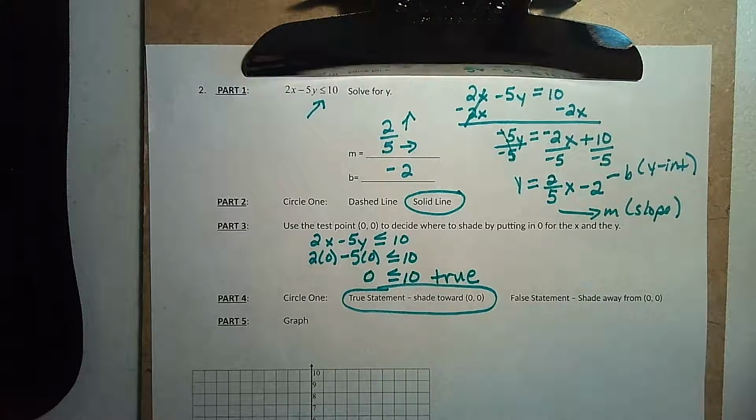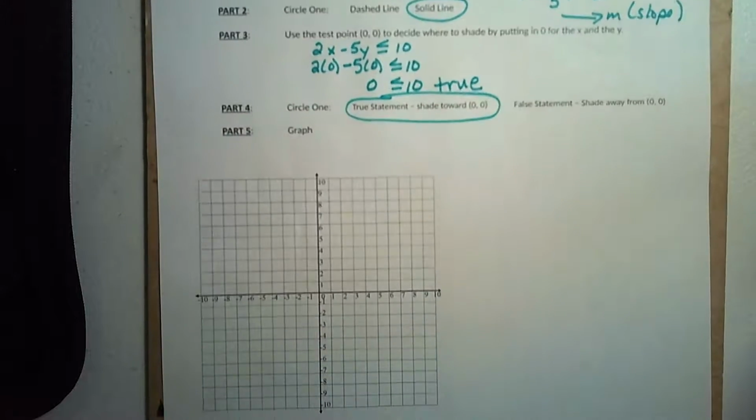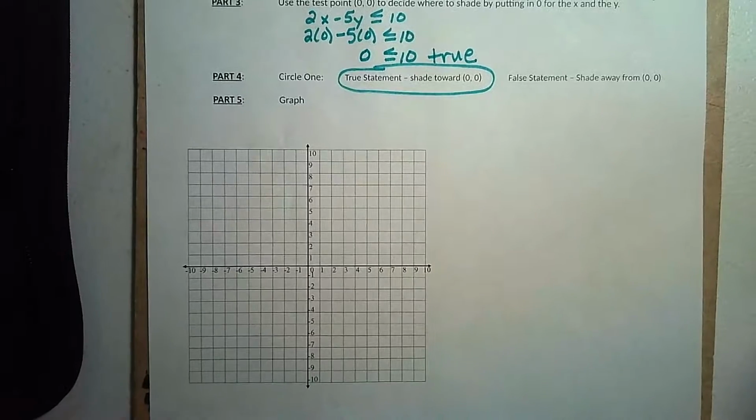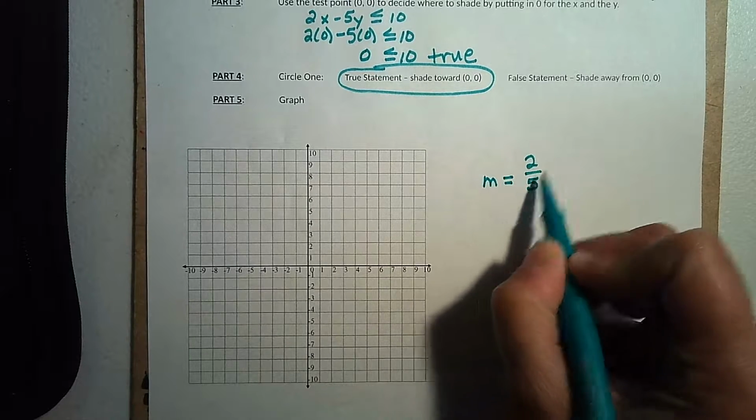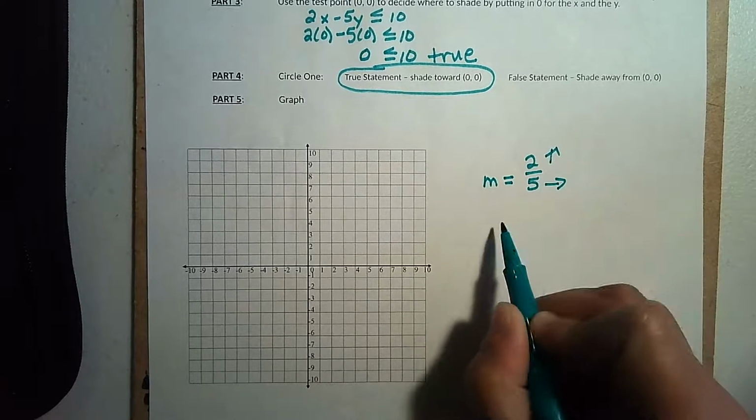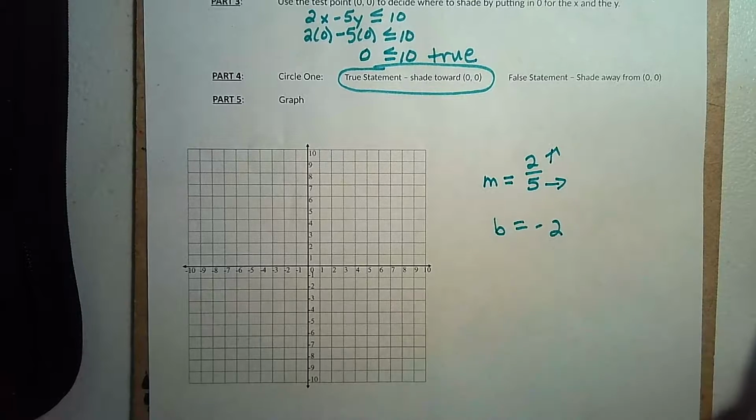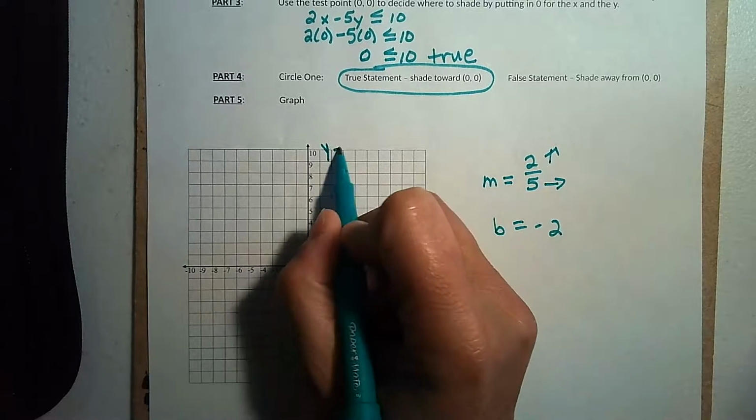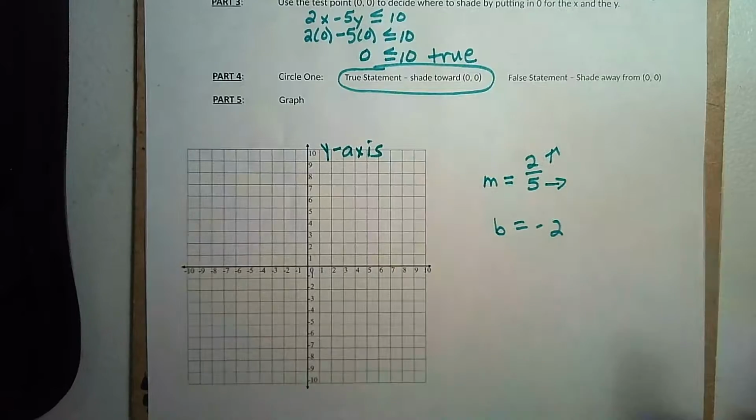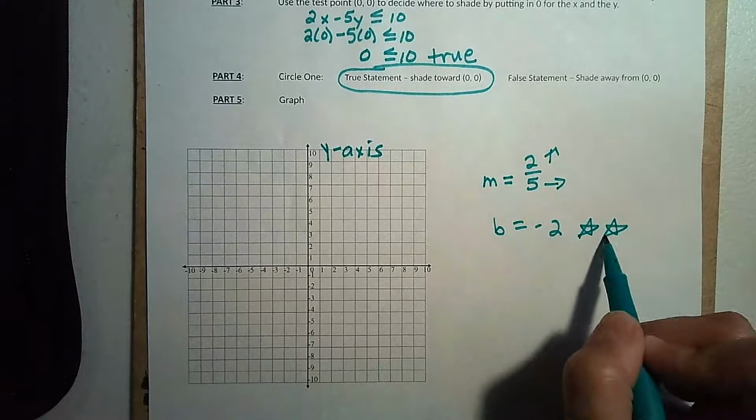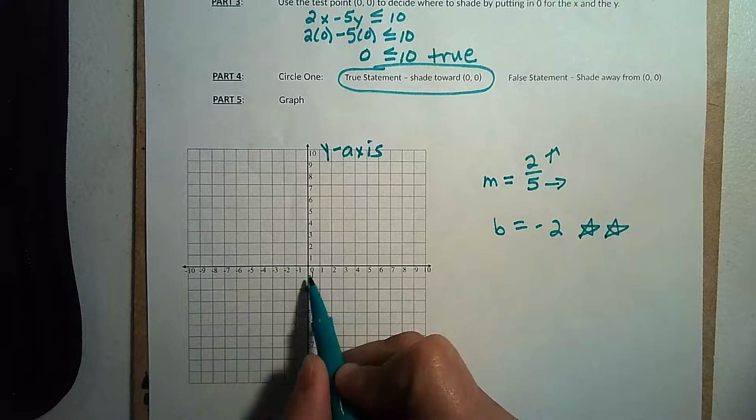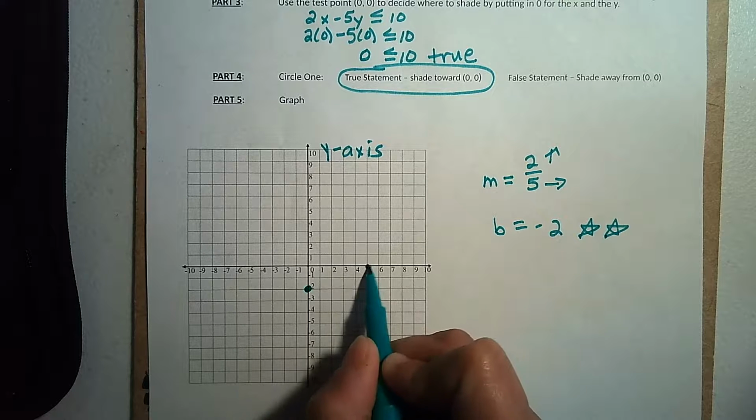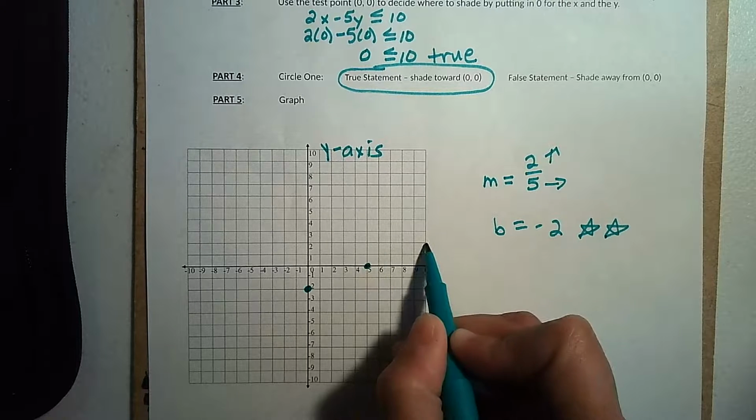So now I'm ready to graph. So I'll move this up so you can see the grid. Okay, just as a reminder, the m was 2 over 5, and the b was negative 2. We always begin on the y-axis. So negative 2 is down 2 on the y-axis. Then we are asked to move up 2 to the right 5, up 2 to the right 5.